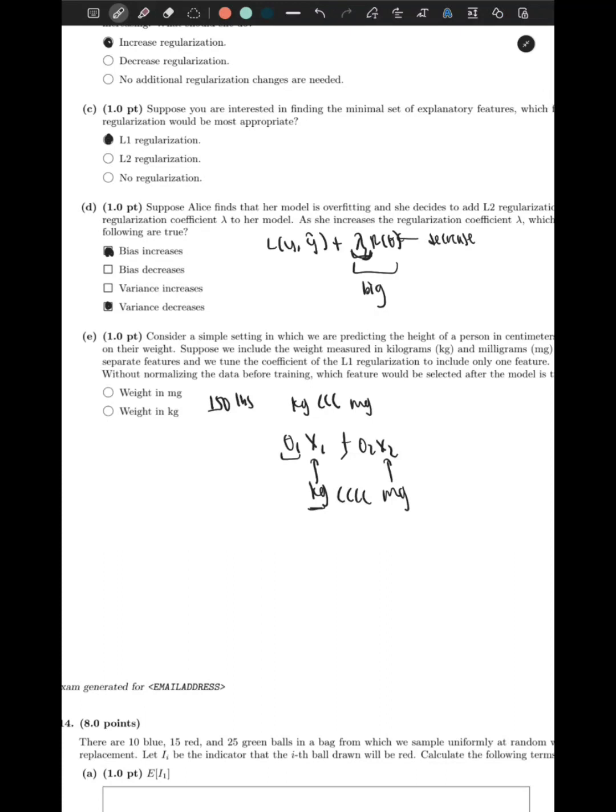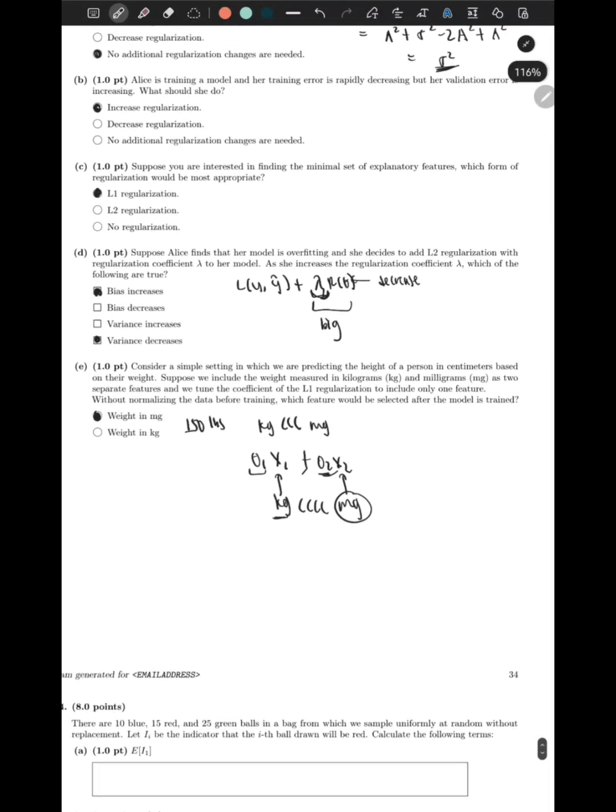But because we're using regularization, and we know that regularization penalizes large values of theta, when it sees that really large value of theta 1, it's going to penalize it very heavily. So theta 1 will be set basically almost to 0, especially because we're using L1 regularization, which sets a lot of theta parameters to 0. So we'll just be left with choosing theta 2, which corresponds to the milligram feature. So we would be selecting the weight in milligrams. Okay, and this concludes the walkthrough for question 13.